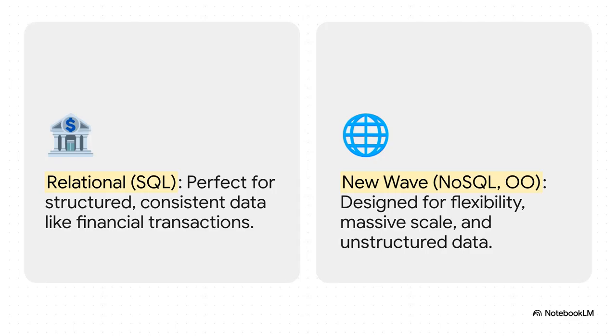This led to a whole new wave of database technology. Now, relational databases are still perfect for things that need to be absolutely 100% consistent, like your bank balance, right? You want that to be right. But these new models, like NoSQL, were designed for the messy, massive, and super fast-moving data of the web. They prioritize flexibility and scale above all else, which is why they're perfect for things like your social media feed.